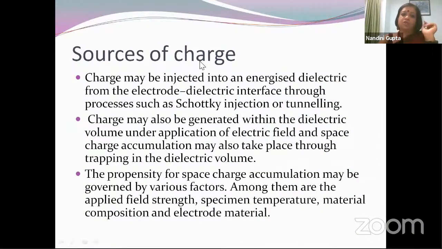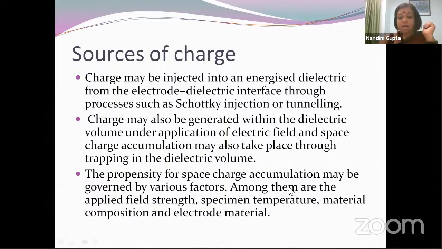polyethylene. Now, what were the sources of charge that we expected? So when we put the material inside a PEA, the charge has to come from somewhere before we can expect it to accumulate. So charge may be injected into the dielectric through the electrode dielectric interface. And most of the time it would be through Schottky injection or tunneling processes. Also, as I said, not only is charge injected, charge may be also generated within the dielectric when you apply electric fields. And because of trapping, by the processes that I have spent quite a bit of time explaining, space charge accumulation will take place.